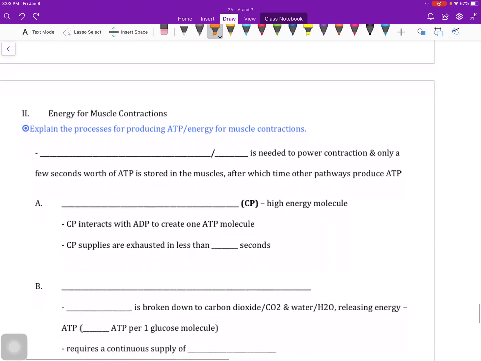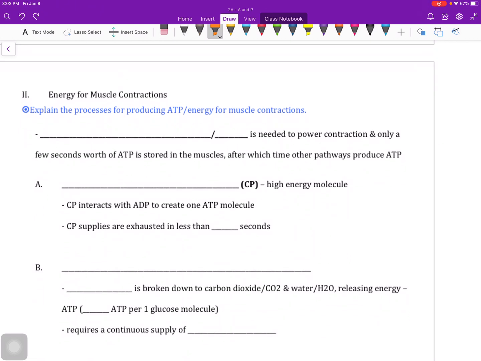Now, moving forward, we've got to talk about the energy that we need for this. We need to explain the process for producing ATP. All right, so we have adenosine triphosphate, which is ATP. And that's needed to power the contraction. But unfortunately, you only have a few seconds worth of ATP stored in your muscles. After that time, you've got to have other pathways to produce the ATP.